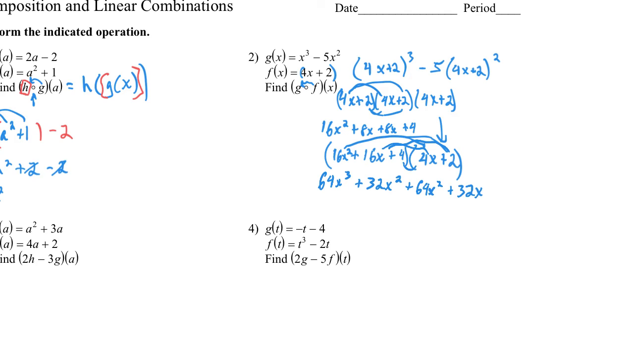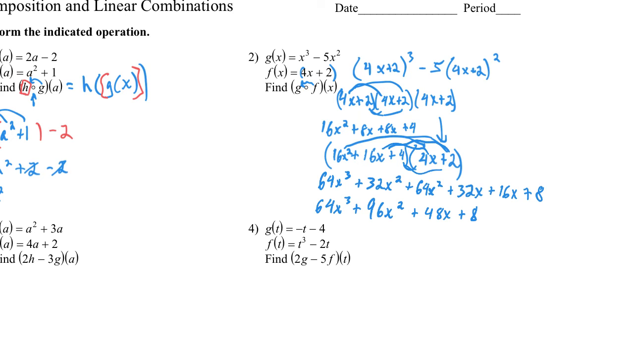And finally I have this 4 that needs to distribute. I got 4 times 4x will be 16x. 4 times the 2 will be 8. And then combine any like terms that I got. So 64x cubed, then 32x squared plus 64x squared. So that's going to be a 96x squared. And then I have 32 plus the 16, that's going to be 48x. And then I drop down the 8.